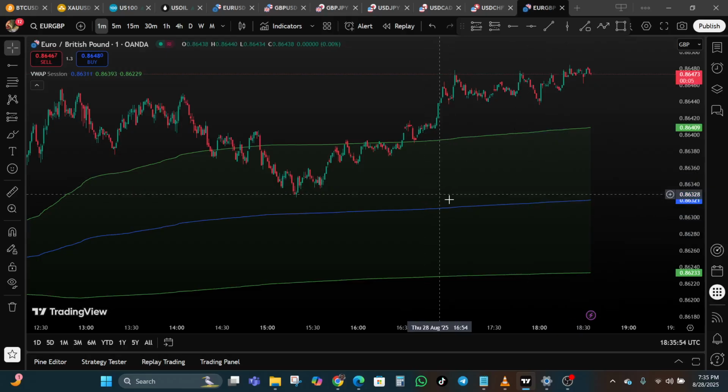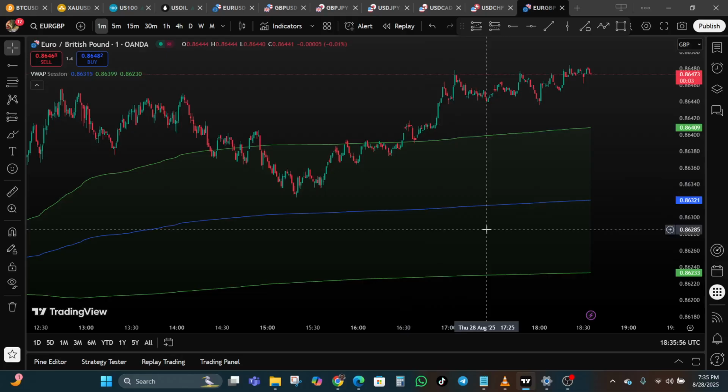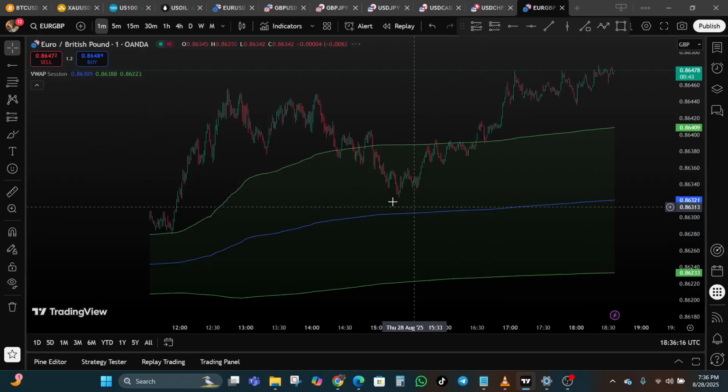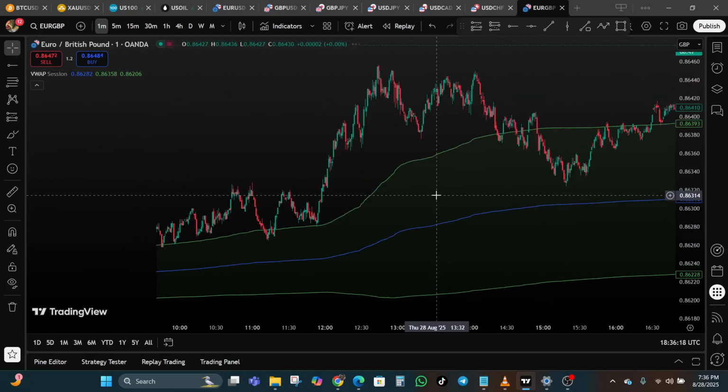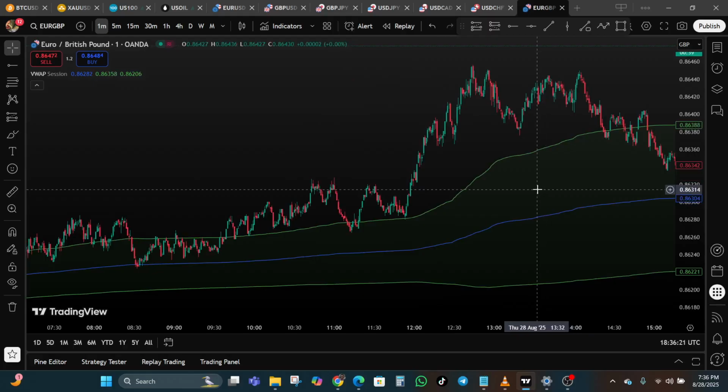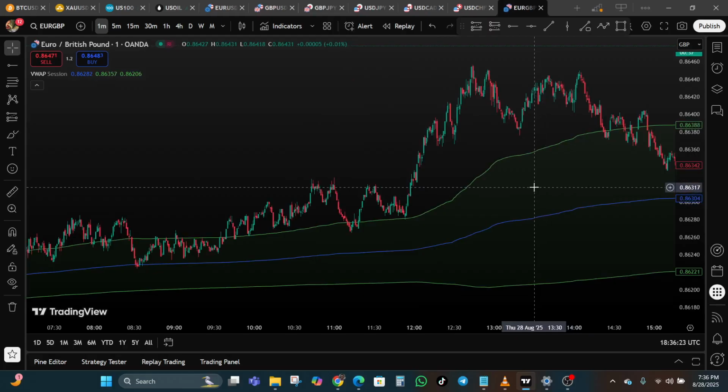So let us start with the VWAP. The VWAP stands for volume weighted average price. It's a powerful tool that shows the average price an asset has traded at throughout the day, weighted by volume. Traders use the VWAP to see where the market's true value is in real time.